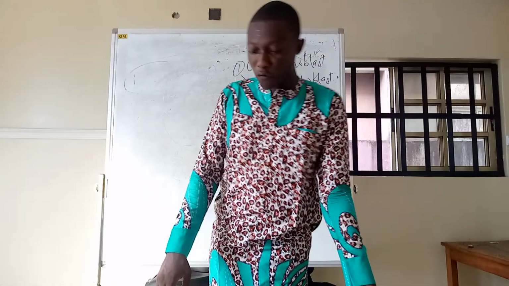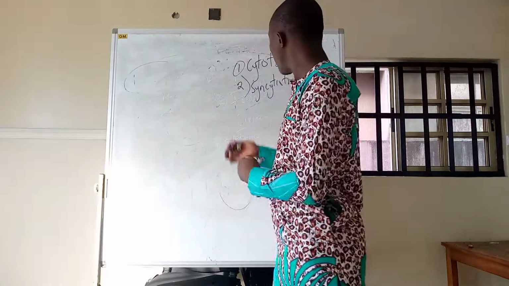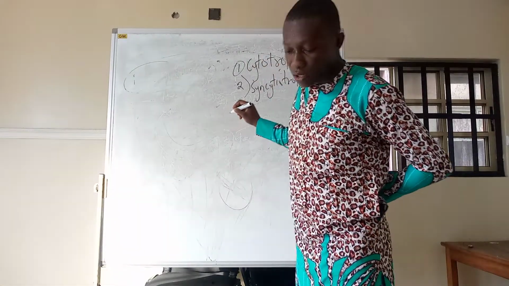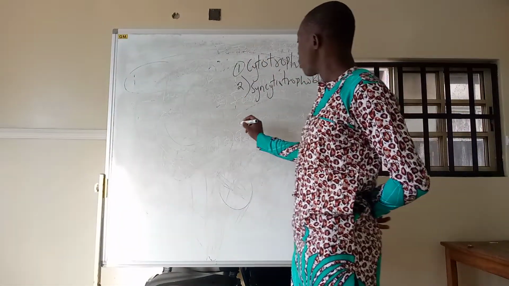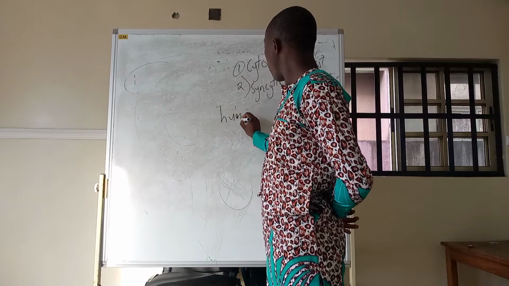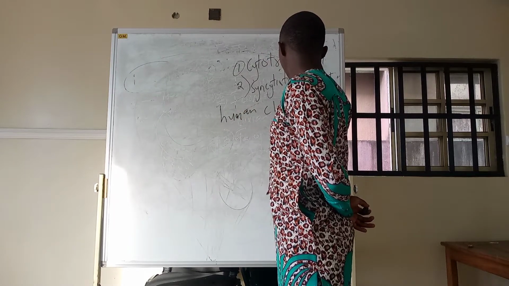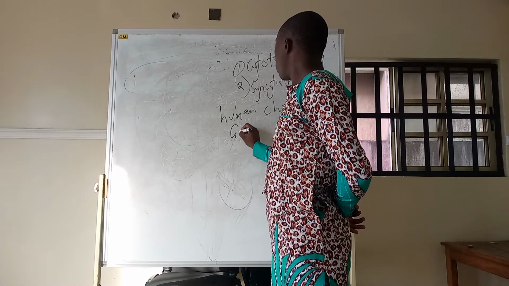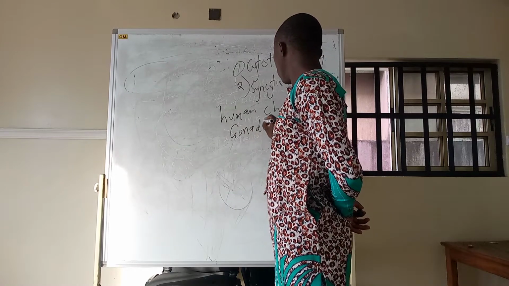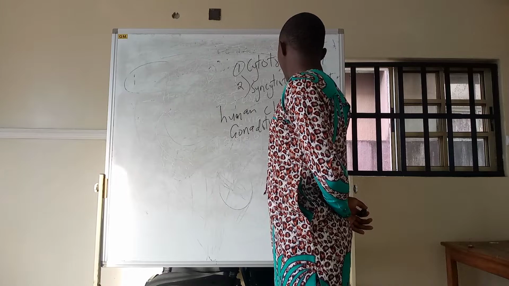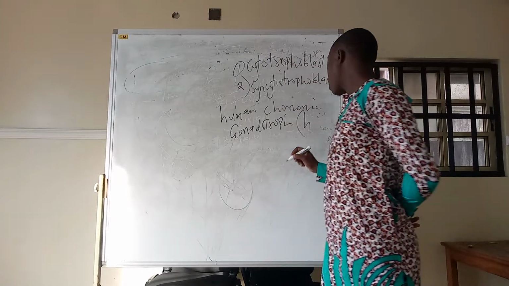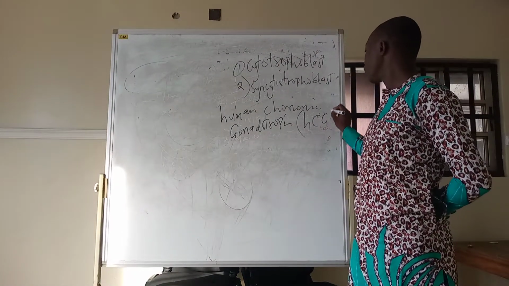The cells of this trophoblast at day 8 also start the production of human chorionic gonadotropin. In brackets, the abbreviation is small h, capital C, capital G.